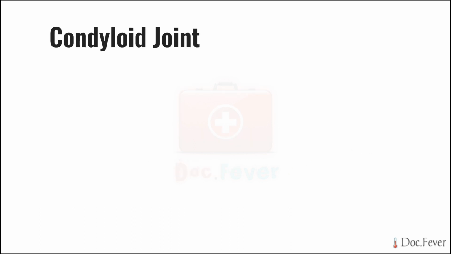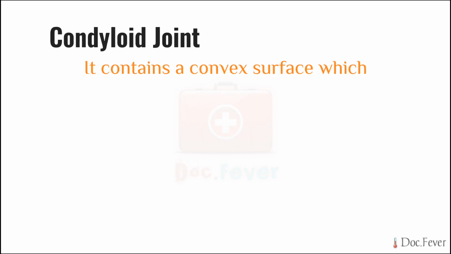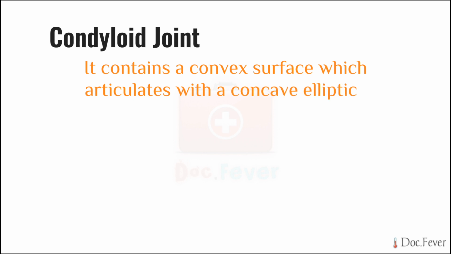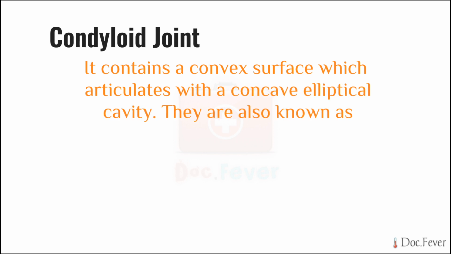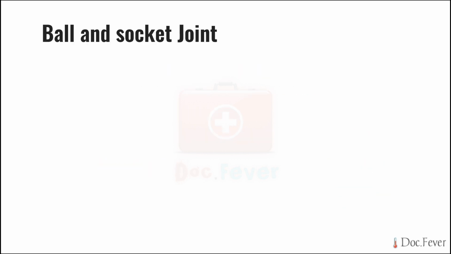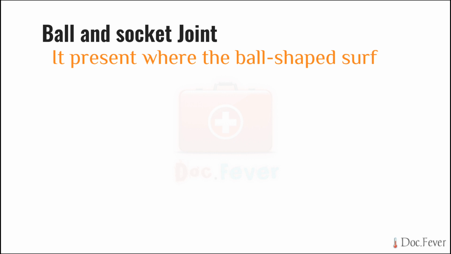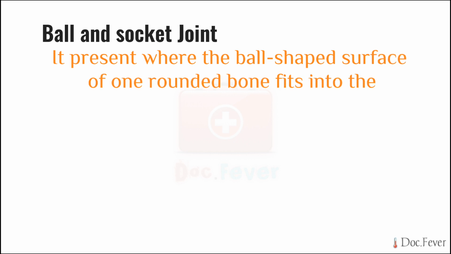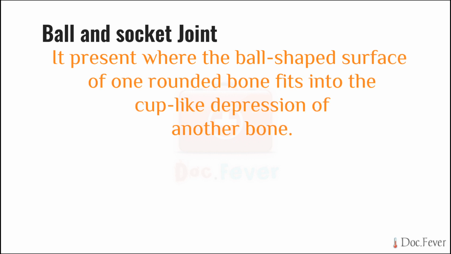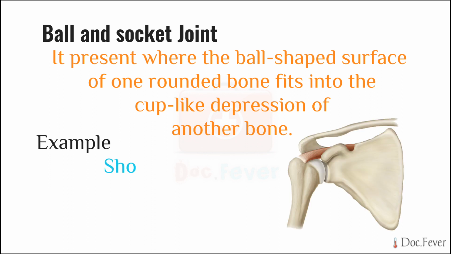Condyloid joint. It contains a convex surface which articulates with a concave elliptical cavity. They are also known as ellipsoid joints. Its example is the wrist joint. Ball and socket joint. It is present where the ball-shaped surface of one rounded bone fits into the cup-like depression of another bone. Its example is the shoulder joint.